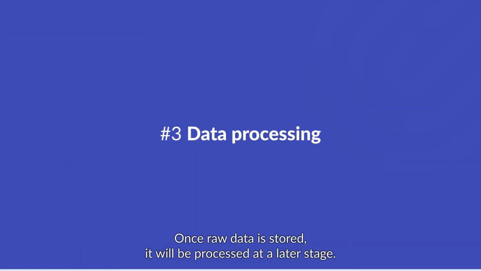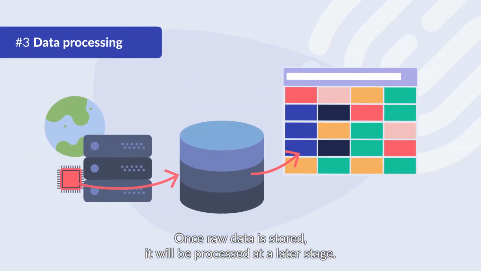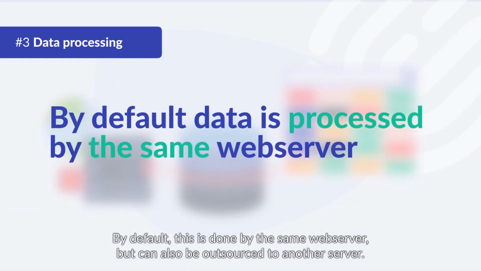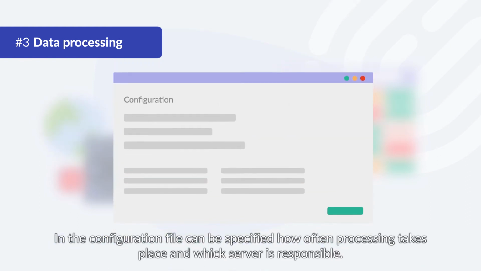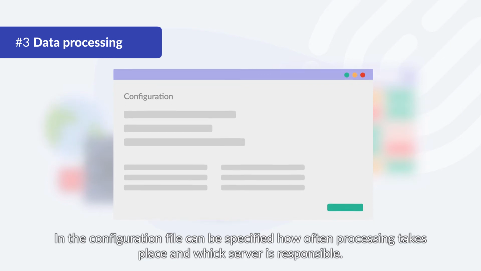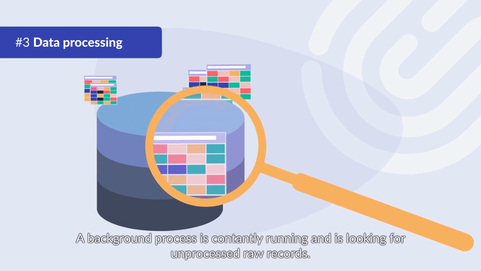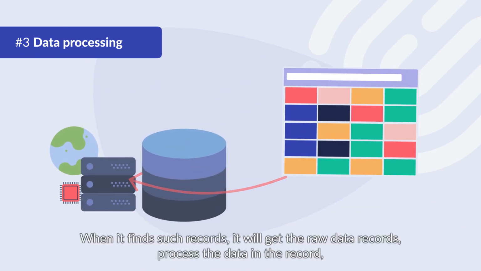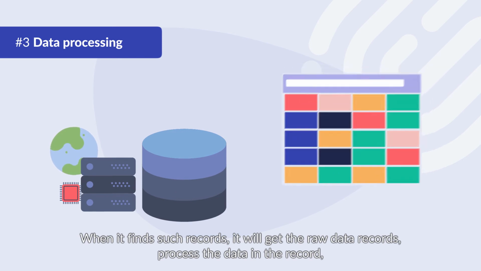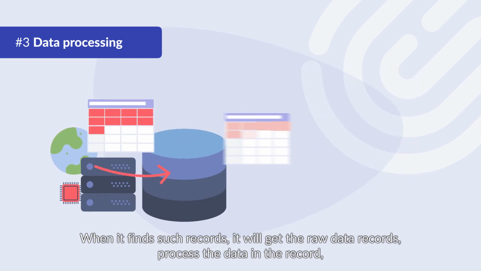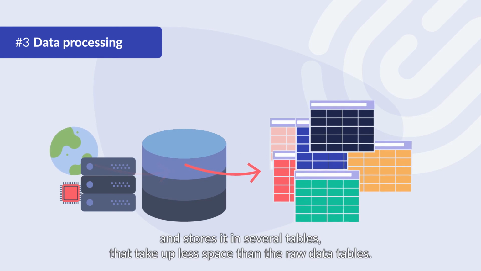Once raw data is stored, it will be processed at a later stage. By default, this is done by the same web server, but can also be outsourced to another processing server. In the configuration file can be specified how often processing takes place and which server is responsible. A background process is constantly running and is looking for unprocessed raw records. When it finds such records, it will get the raw data record, process the data in the record, and store it in several tables that take up less space than the raw data tables.